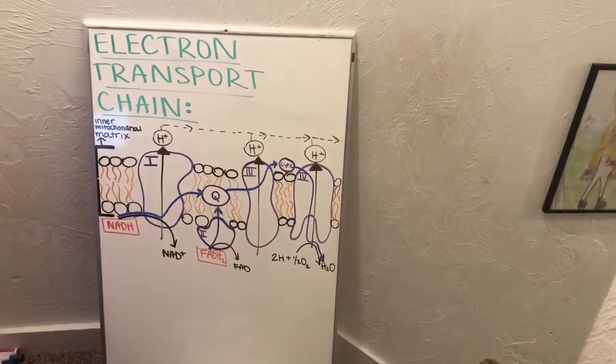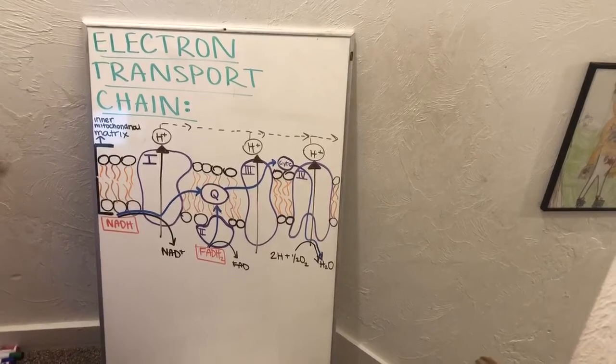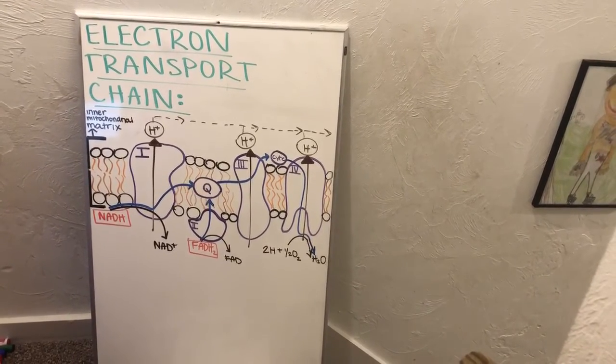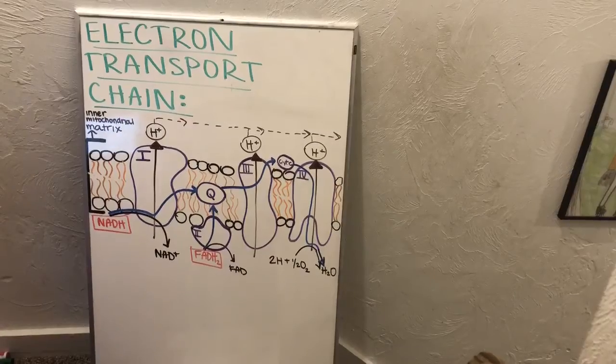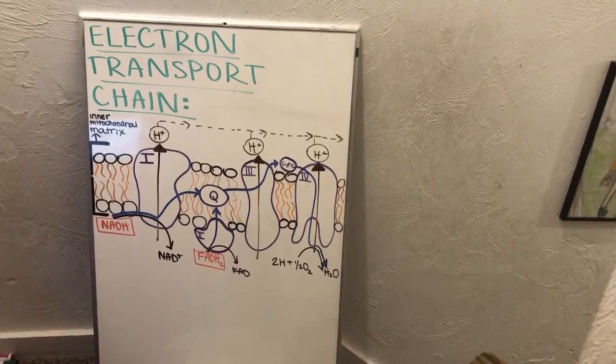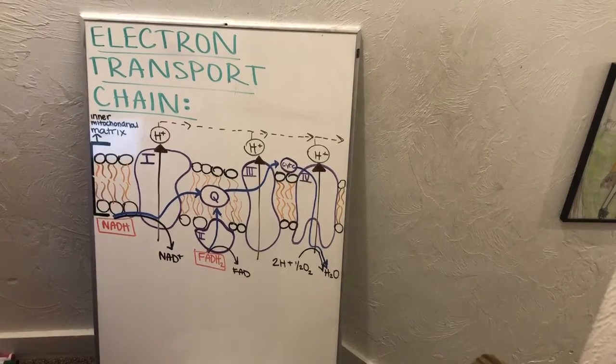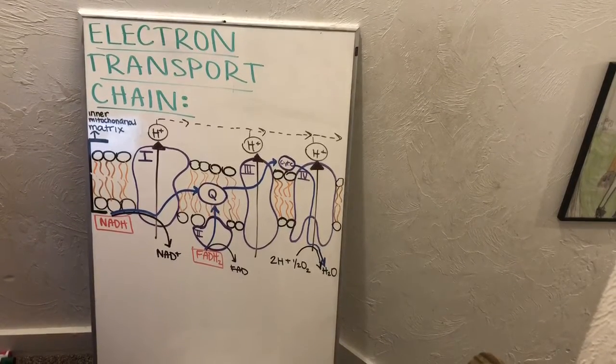FADH2 deposits its electrons via complex 2. It results in fewer protons being pumped into the inner membrane space than occurs for NADH. Chemical energy originally harvested from food is transformed into a proton motive force, a gradient of H+ across the membrane. That finishes the electron transport chain. Now we can move on to the second part of oxidative phosphorylation, chemiosmosis.